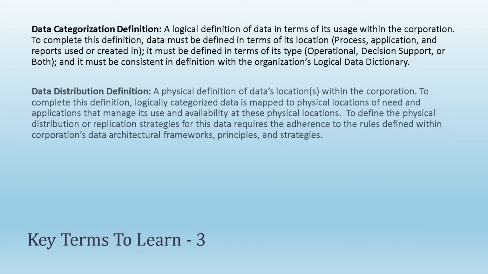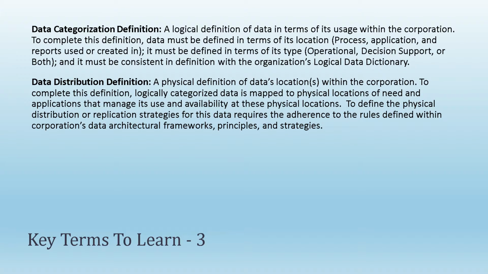Data distribution definition. This is a physical definition of data's location within the corporation. To complete this definition, logically categorized data is mapped to physical locations of need and applications that manage its use and availability at these physical locations. To define the physical distribution or replication strategies for this data requires adherence to the rules defined within a corporation's data architectural frameworks, principles, and strategies.